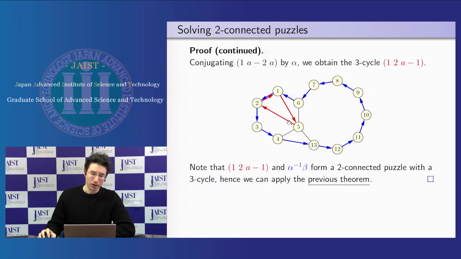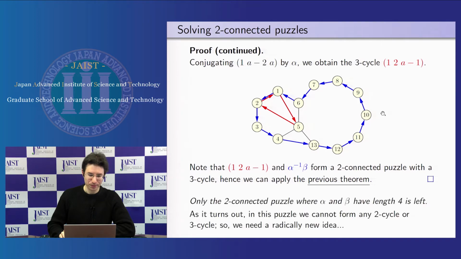We can conjugate it, so we can rotate it by alpha. And once we have it in this position, (1 2 5) for example, then we can use it with a cycle that includes all elements except 5, which is alpha minus 1 beta. And notice that these 2 cycles, this 3 cycle in red plus the big blue cycle, form a puzzle that we already know how to solve. It's a 2 connected puzzle with a 3 cycle. So we can just apply the previous theorem here and conclude our theorem.